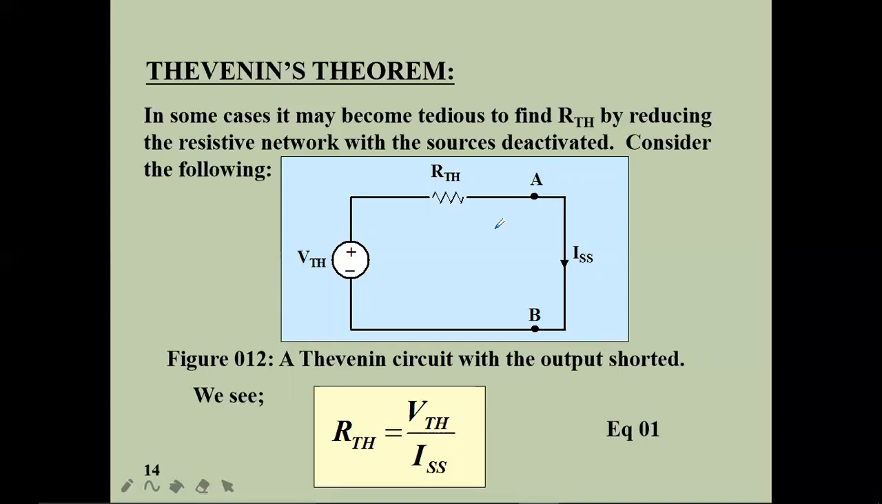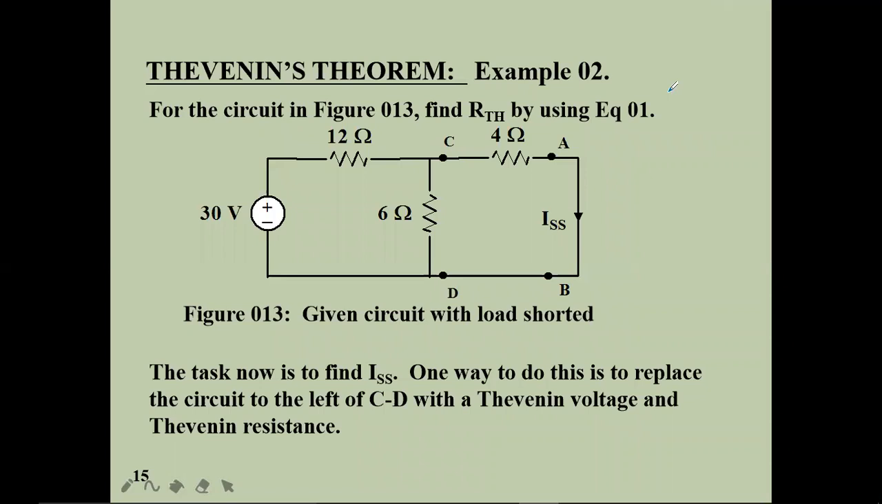In a Thevenin circuit with the open output shorted, we see RTH is equal to VTH by ISS. Here ISS is the maximum value of current flowing through this VTH. If I consider this type of case, in example number 2, I am going to use this short-circuiting path across A and B. So this is one of the examples.